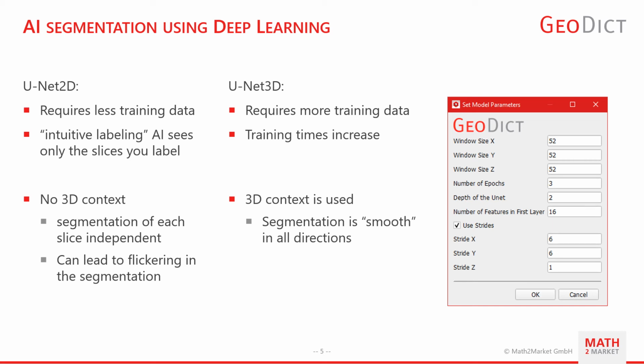But it also has limitations because, as I mentioned, the neural network only sees each slice independently and there's no 3D context. So if your image is a bit tricky to handle maybe and has a bit of flickering in there or something like this, you can easily end up with flickering in your segmentation at the end, which is also of course not very good. In contrast to that, the 3D UNet takes into account the 3D context around a certain pixel when it determines its segmentation.